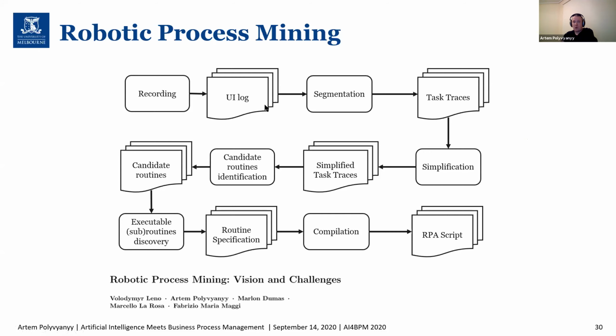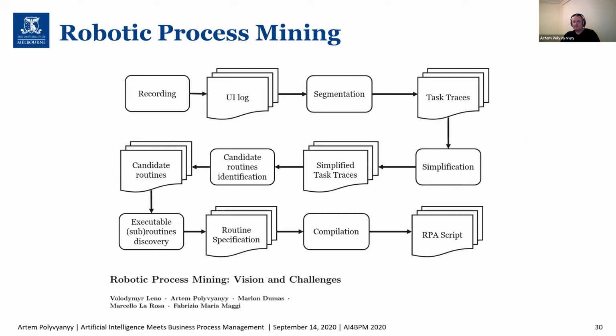So you start with recording what you observe, then you segment it into traces because you record a continuous trace, so you don't have a notion of start and end of a business process. You really record, let's say, a session of work in the course of a day, and then you need to segment that, then you simplify, you throw out some non-value-added steps, then you identify candidate routines that you think are executable, then you compile, and then you derive an RPA script.